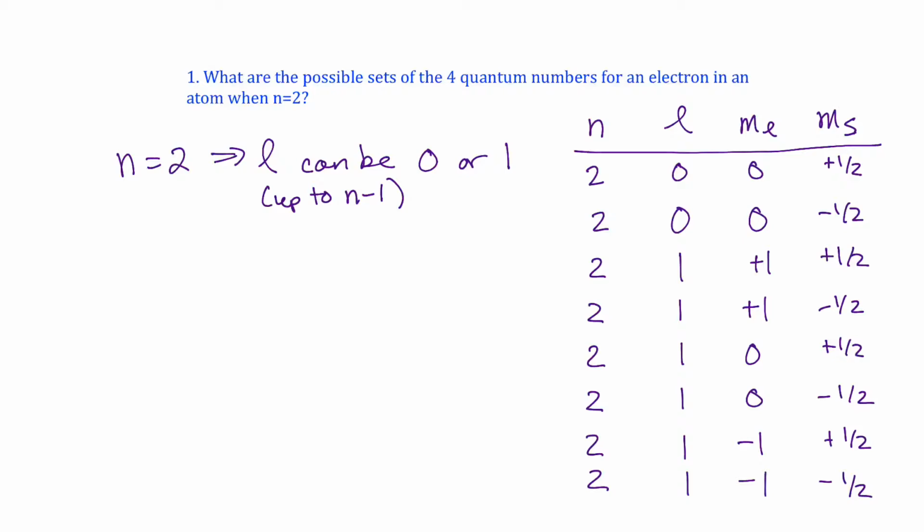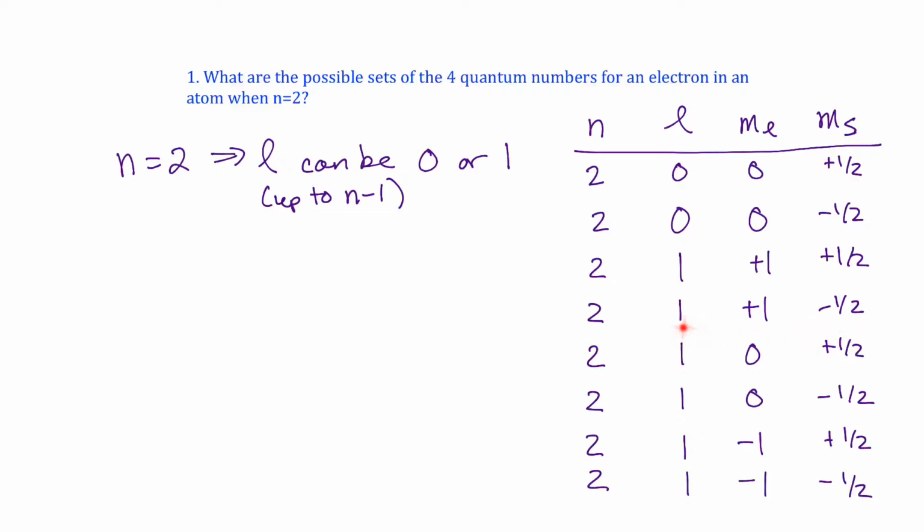When we go to our p orbitals, remember we have 3 p orbitals. One p orbital with m sub l +1 can hold a spin up and a spin down electron. So we get two options for that orbital.